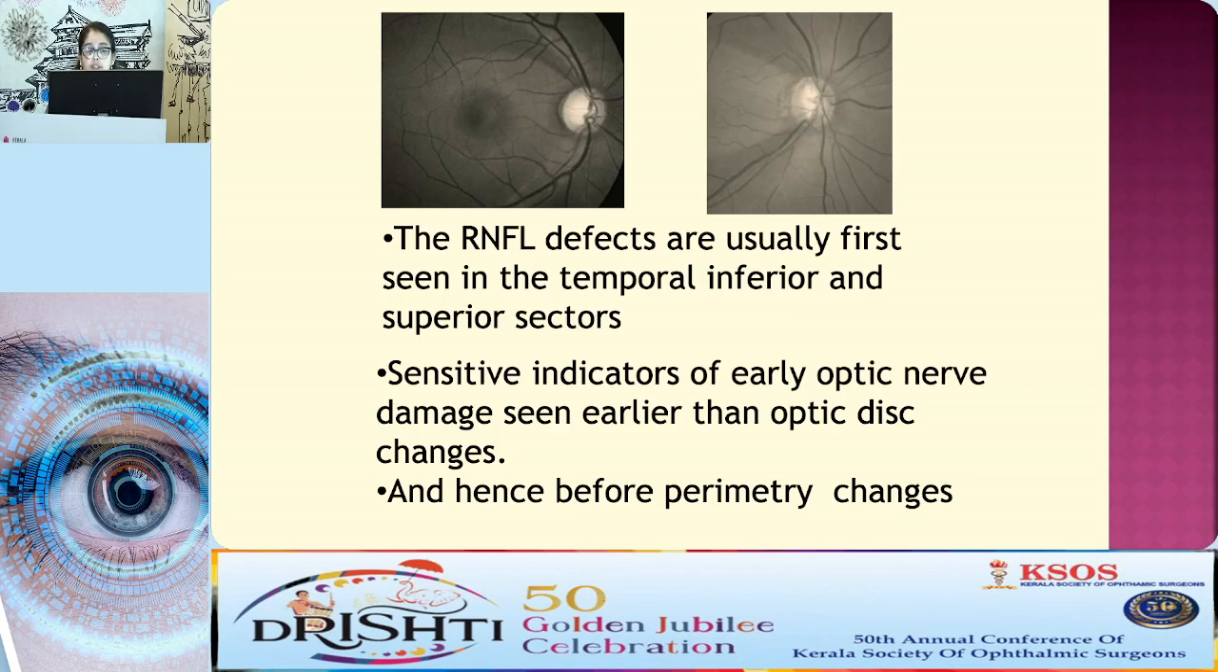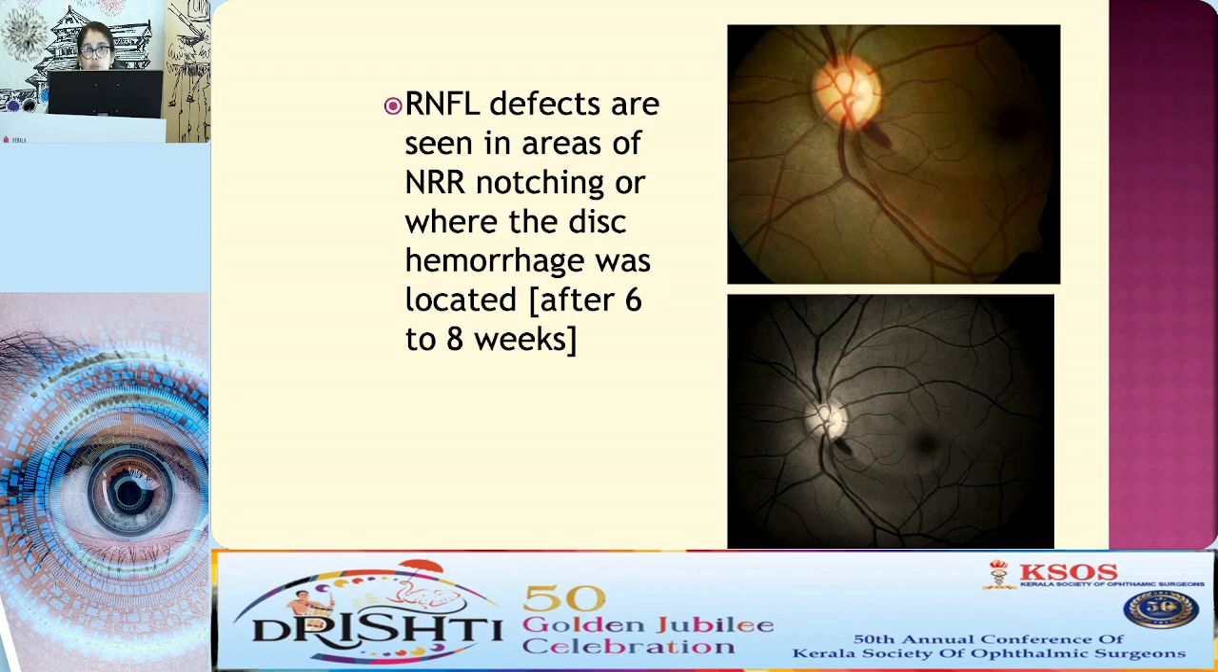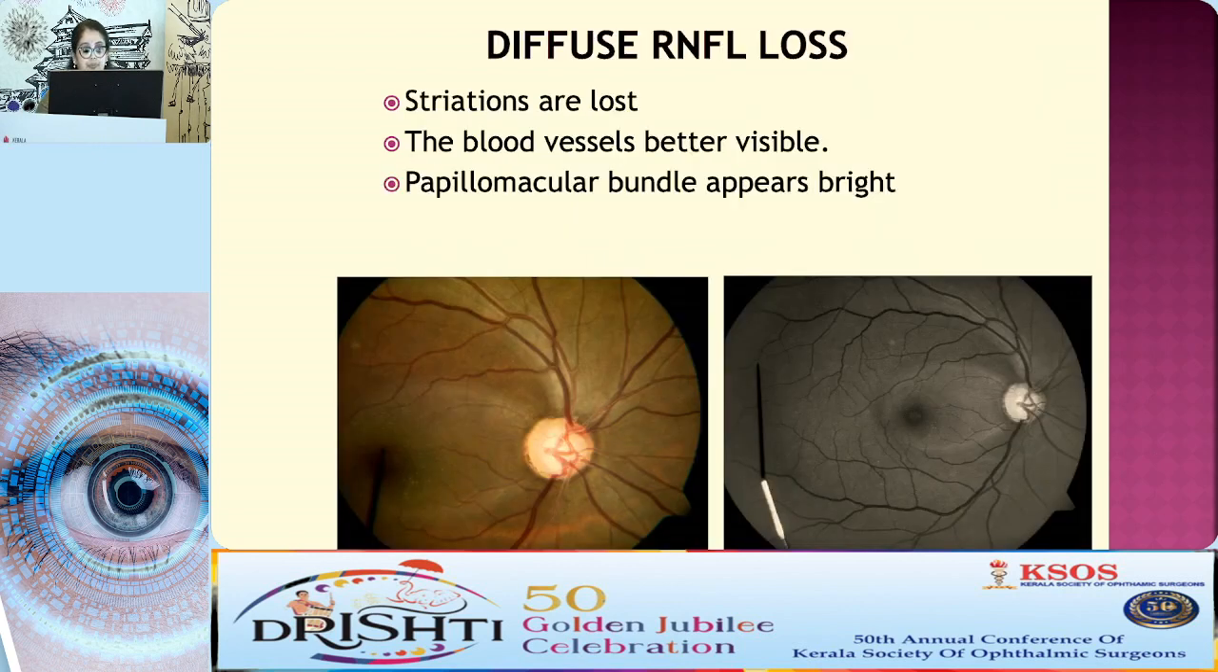And RNFL defects are sensitive indicators of early optic nerve damage, and they can be seen before the disc changes or the notching, etc., and hence much before perimetry changes. So that is why they are important. So look out for them in the areas of notching, and if you see hemorrhages, 6 to 8 weeks after the hemorrhages, you may see an RNFL defect rising there.